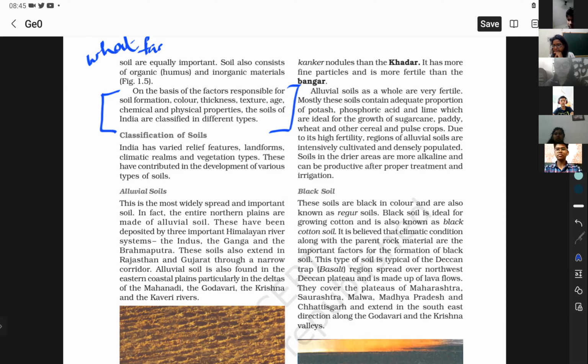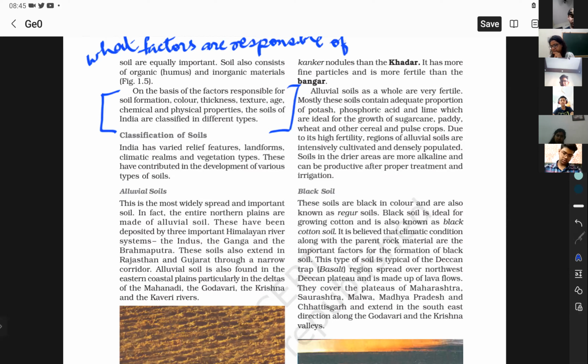Factors responsible for the variety of soil that we have. Okay? Written?